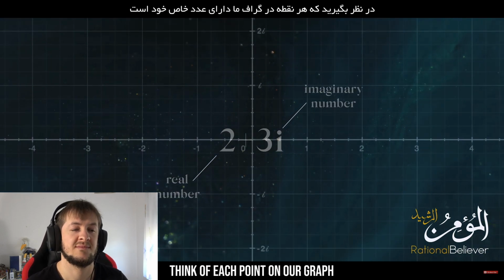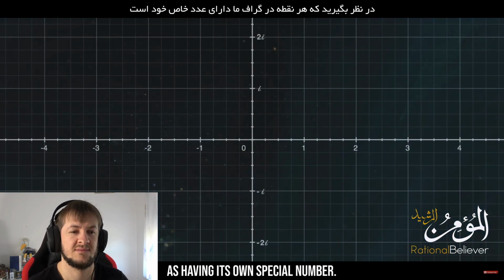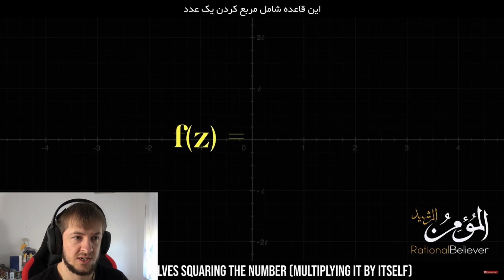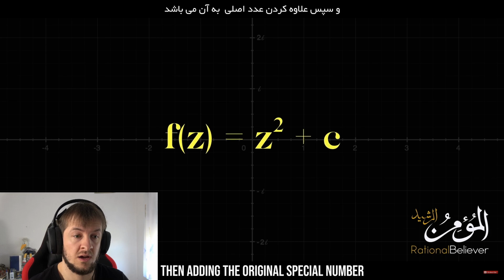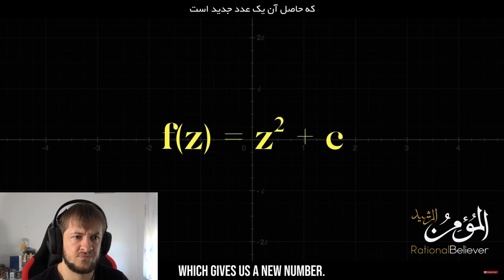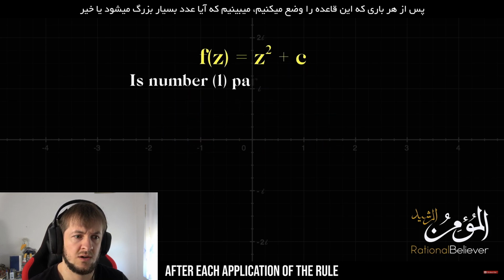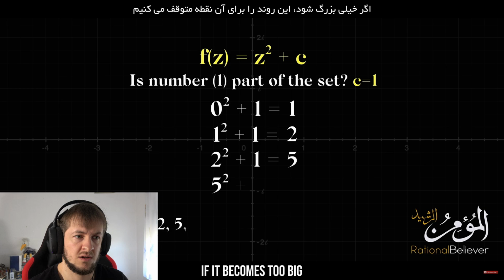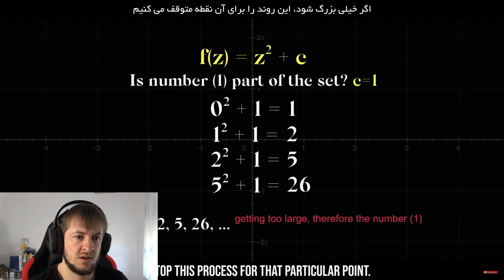Think of each point on our graph as having its own special number, and we are going to apply a specific rule to these numbers. Now it gets interesting. The rule involves squaring the number, or multiplying it by itself, and then adding the original number, which gives us a new number. After each application of the rule, we check if the number is growing too large. If it becomes too big, we stop the process for that particular point.